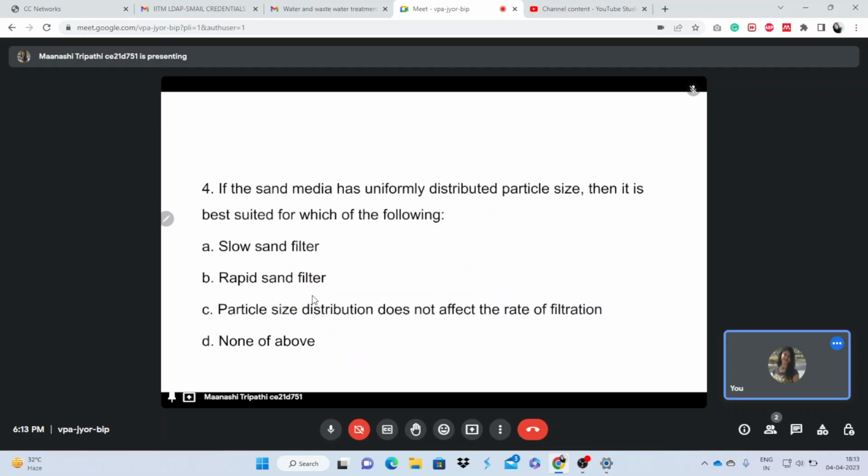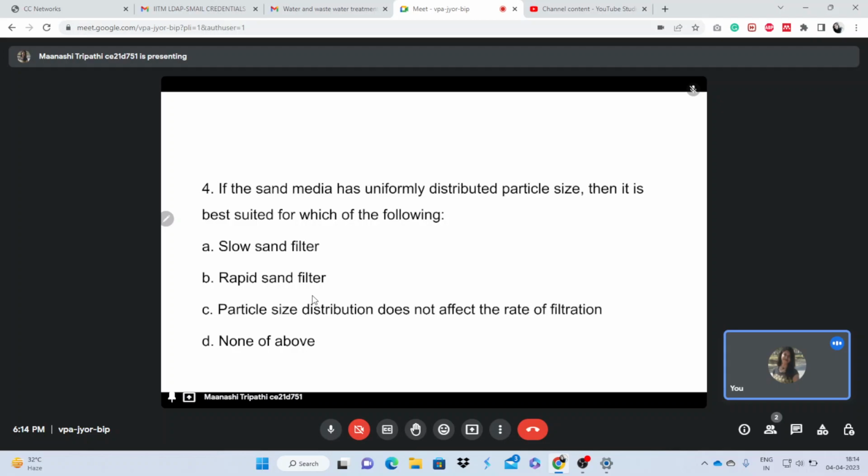Next question is, if the sand media has uniformly distributed particle size, then it is best suited for which of the following? So the particle size is uniformly distributed. So what type of thing will it be? Slow, rapid, or particle size distribution does not affect? So that's wrong obviously, or none of the above. So the answer will be either A or B.